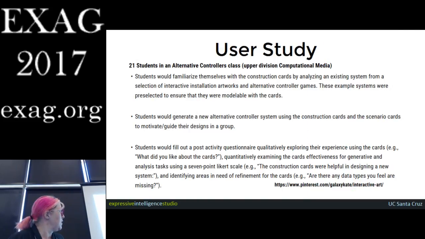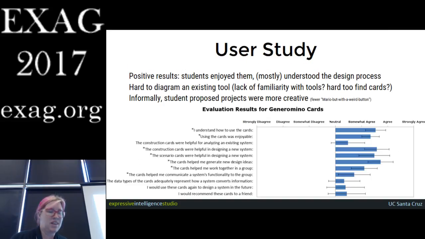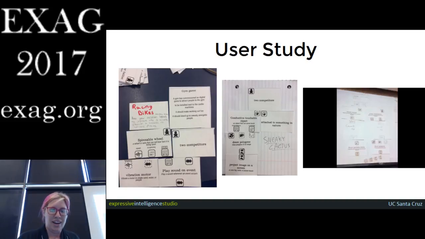So we also tested these with our students. The students really enjoyed them. They seemed to like them. As a TA for that class, the students seemed to be making more interesting projects after these cards than before. A lot of their previous games were: you have a game and there's a button, but the button is made out of cardboard. With this, they were making much more interesting stuff. And you can read more about that user study in the paper.